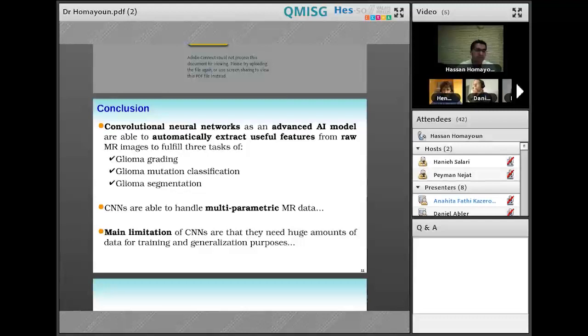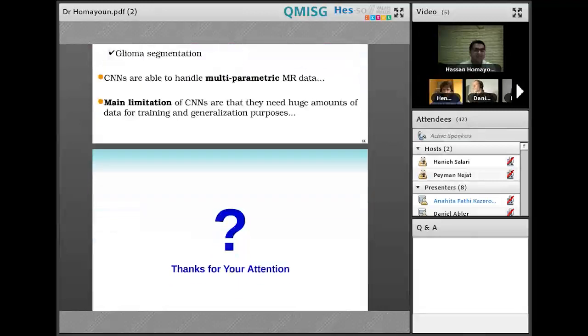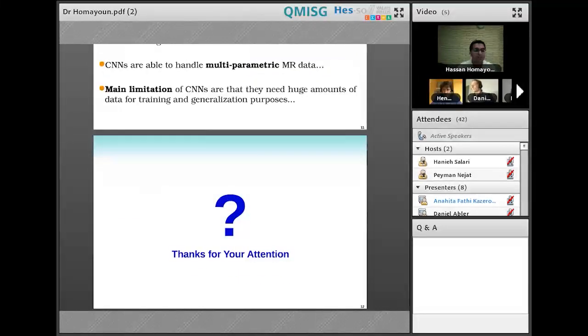Another limitation of convolutional neural networks is that they need huge amounts of quality data to be trained and generalized.